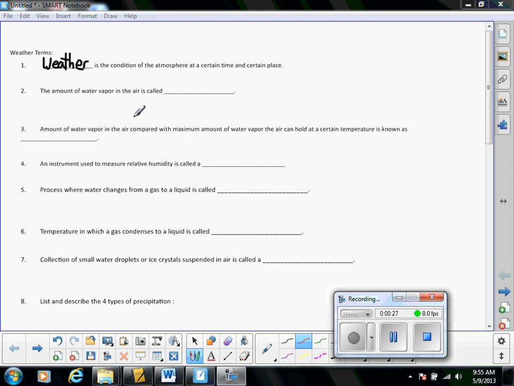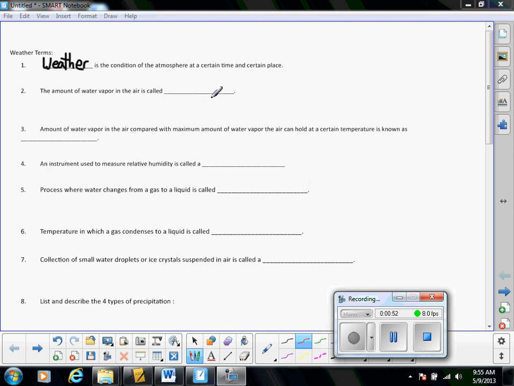And these weather questions will be on your final. So to start out, weather definition is the condition of the atmosphere at a certain time and a certain place. Climate is the overall weather over time in a certain location, but weather is the current condition of the atmosphere at a specific place. Okay, let's go to number 2.